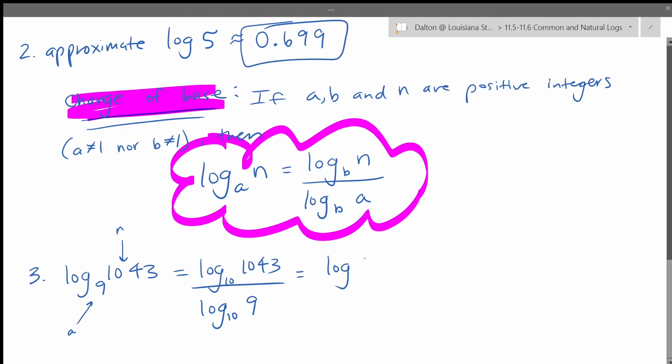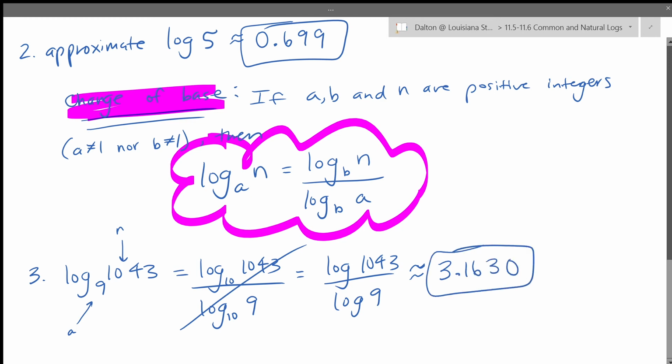So essentially, you're going to be able to skip this step altogether when you do change of base. You don't have to write that part at all. You say, oh, this is the same thing as log of 1043 divided by log of 9. And then you can type that into the calculator exactly as you see it. Now, be careful. On my calculator, you have to close the parentheses after you enter 1043. So just be careful to see what software your calculator has and whether or not it opens parentheses. And if you round this to the nearest thousandth, you get about 3.1630.